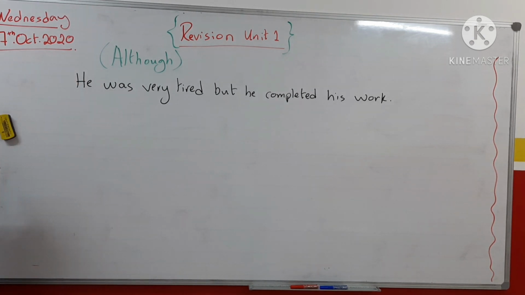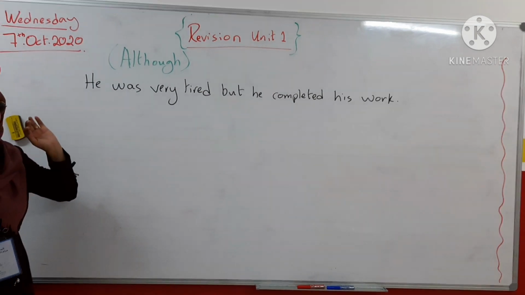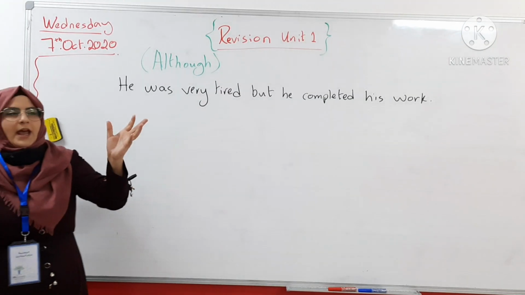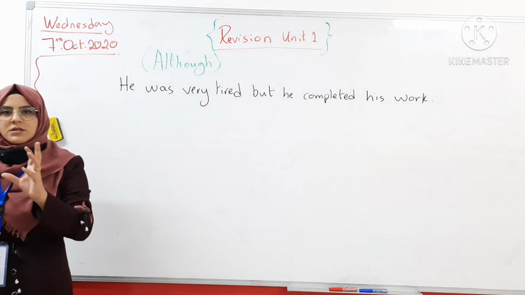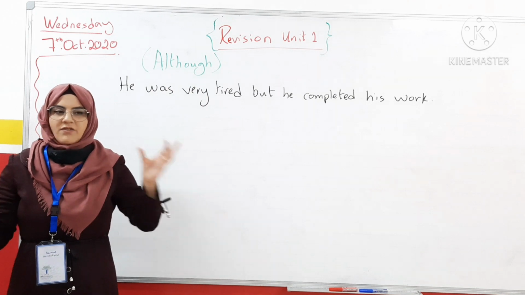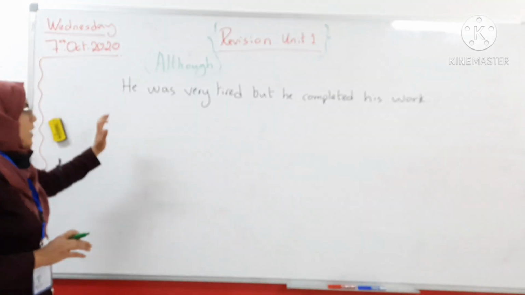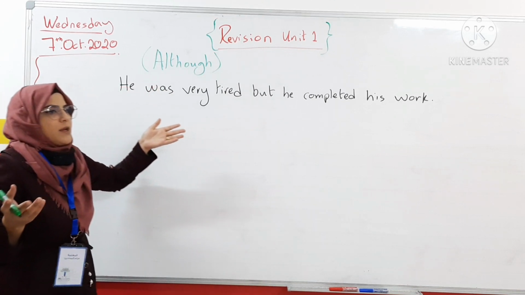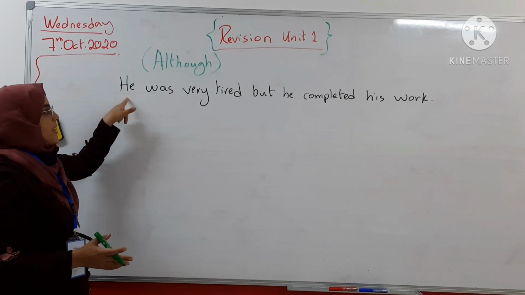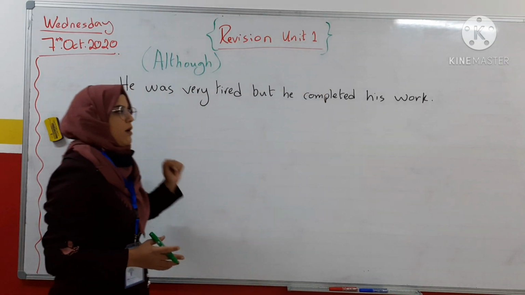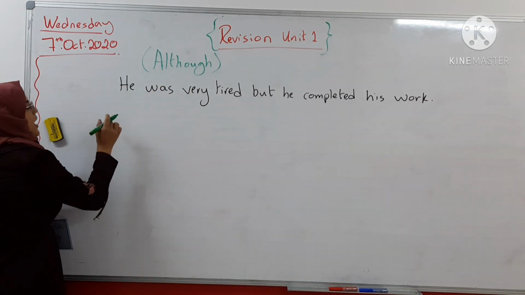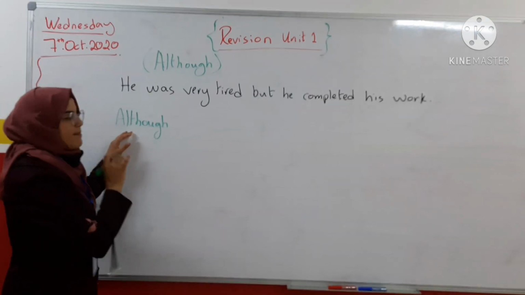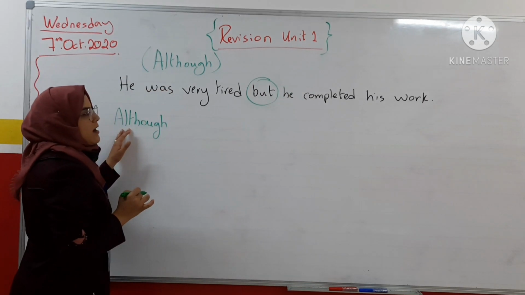Okay, we will talk about but. But is a conjunction, we talked about it, used to link two sentences, okay? As if we have a cause and the result was unexpected. He was very tired, so naturally he won't complete his job. So he was very tired but he completed his work, okay? How do we change it to also? First of all, I write also at the beginning of the sentence. After also, as we said, a sentence. I put a circle around but.